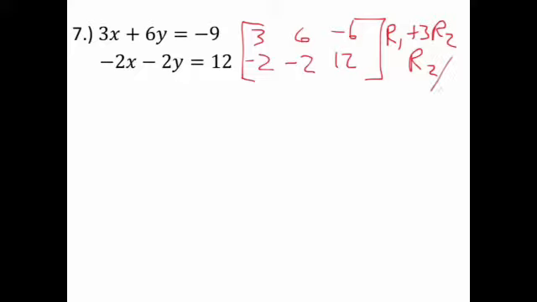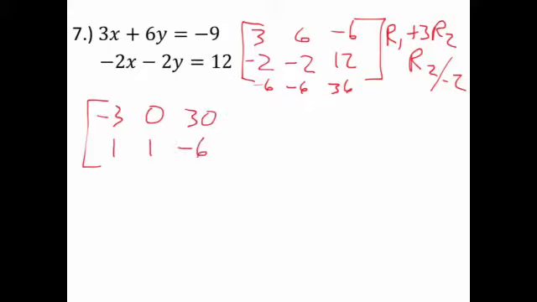Actually, I'm going to take row 2 and divide by negative 2. That'll give me some 1s there, and that might be a little bit easier to deal with later. Anyway, so if I take row 2 and times by 3 temporarily, I'll get negative 6, and 36. I need to add these to these ones. That will give me negative 3, 0, and 30. And my second row, I'm going to have 1, 1, and negative 6, because I divided everything by negative 2.